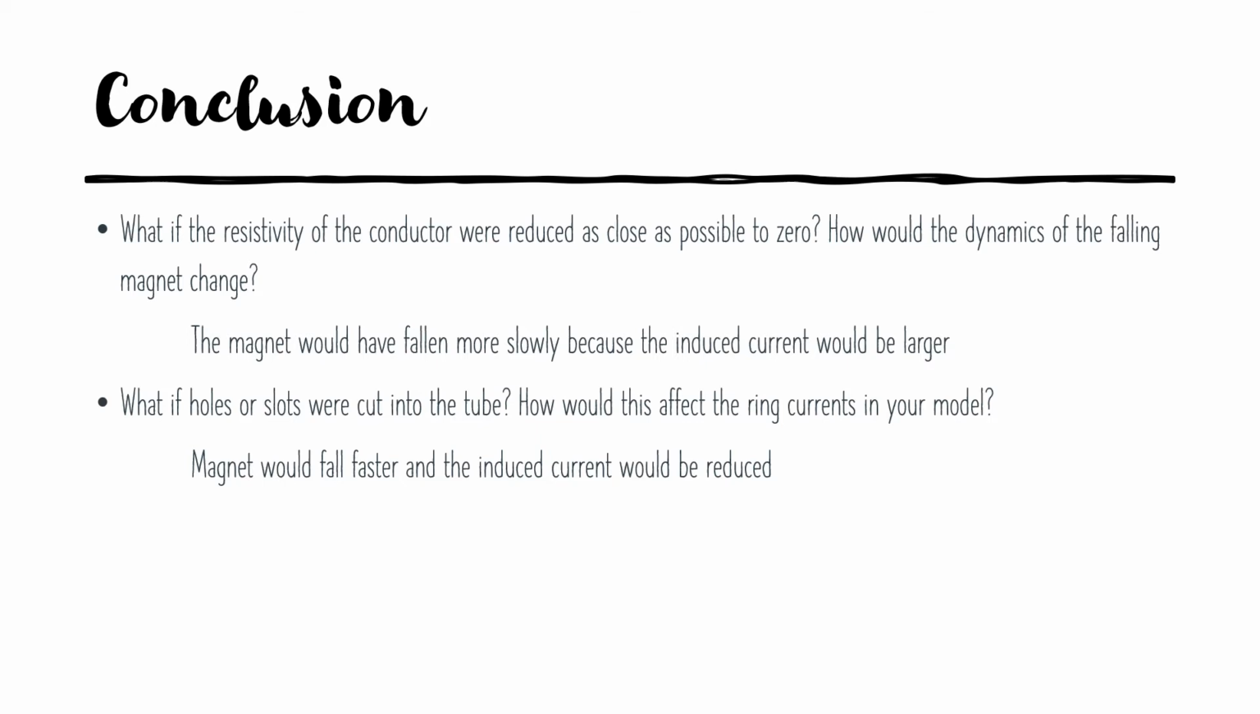As a conclusion, the magnet would have fallen more slowly because the induced current would have been larger if the resistivity of the conductor were reduced as close as possible to zero. And if holes or slots were cut into the tube, the magnet would have fallen faster and the induced current would have been reduced. This is the end of the presentation.